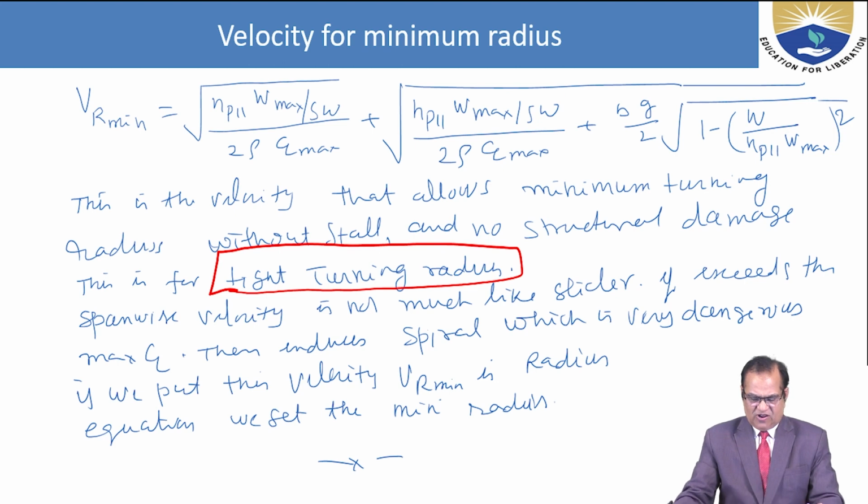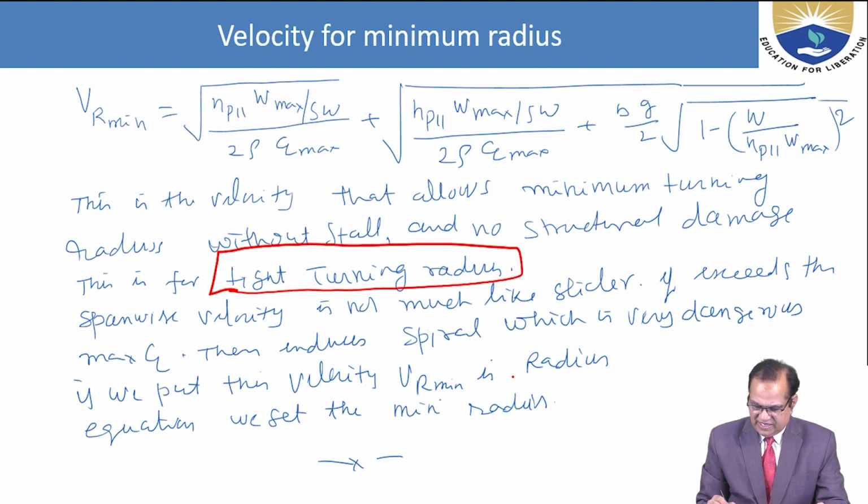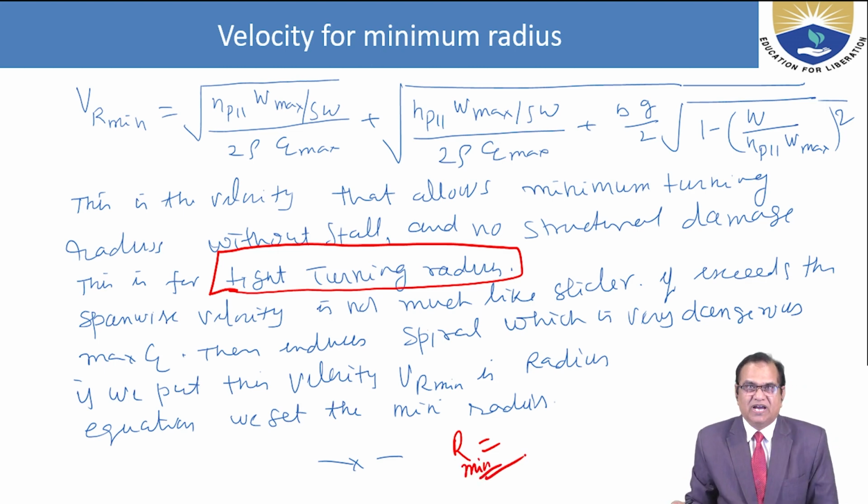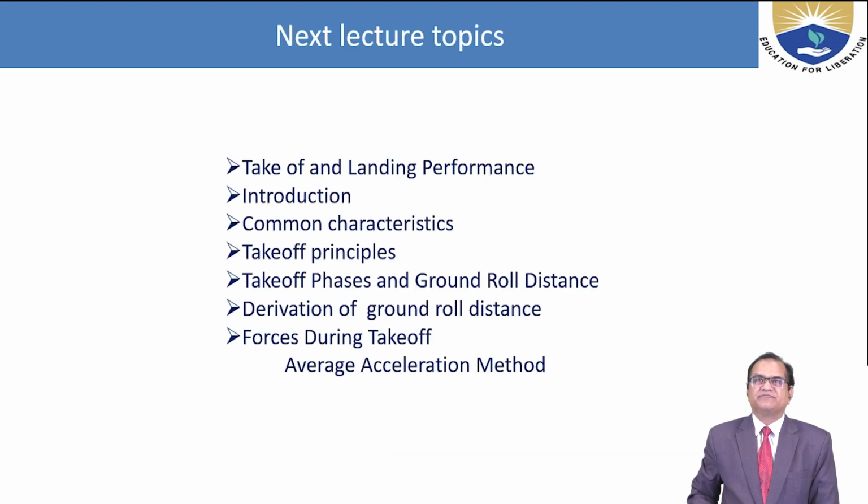Spanwise velocity is not much, like a glider. If it exceeds the max CL, then it induces a spiral, which is very dangerous. If we put the velocity VR minimum in the radius equation, we get the minimum radius. So from here we have got the minimum radius R. In that, if we put this velocity, we can get the R minimum. So like this we can find out the minimum radius of the aircraft.